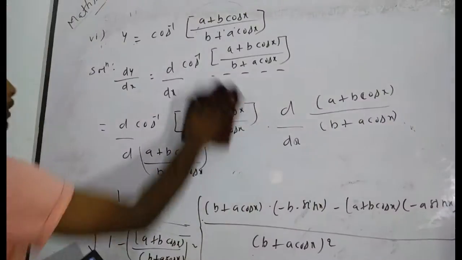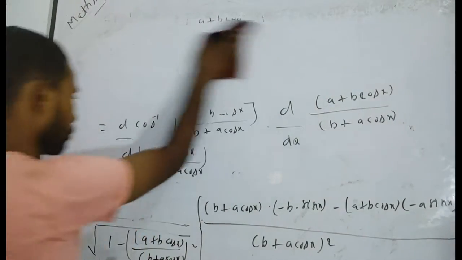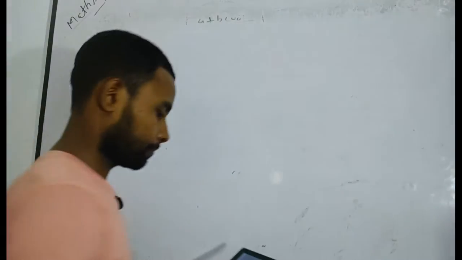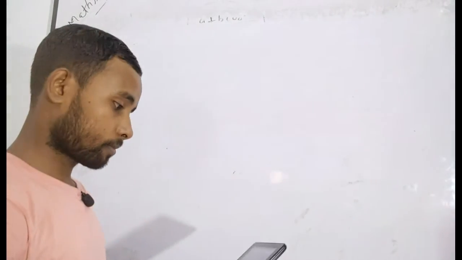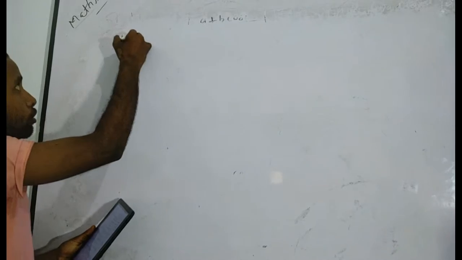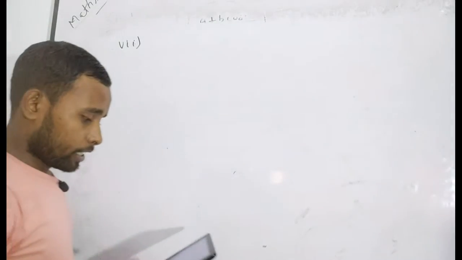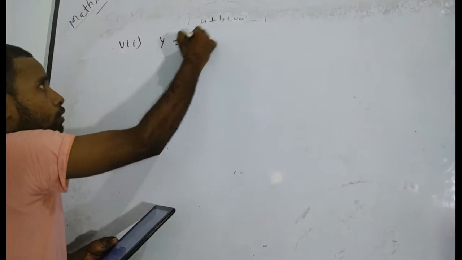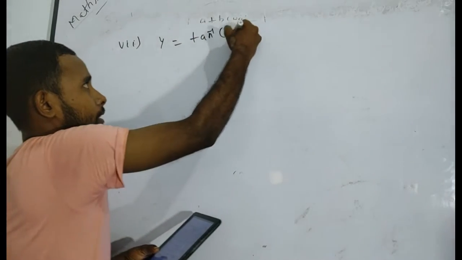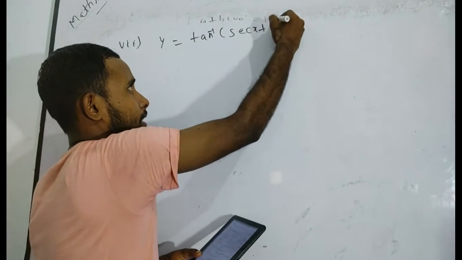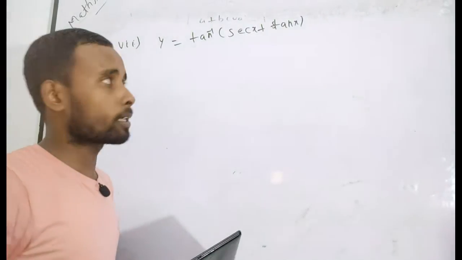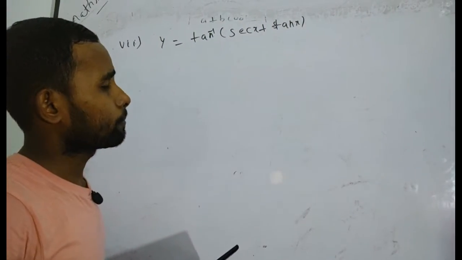Now I want to take the next question for you, that means question 7. See here, question 7. This is your question 7. It has told you y is equal to tan inverse of (sec x plus tan x). How can you solve this problem?